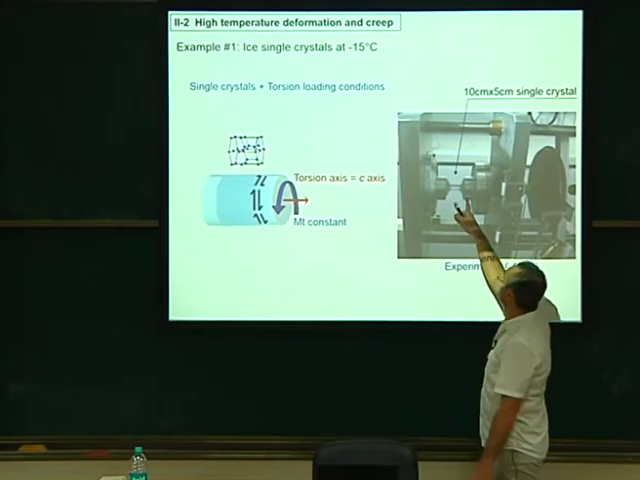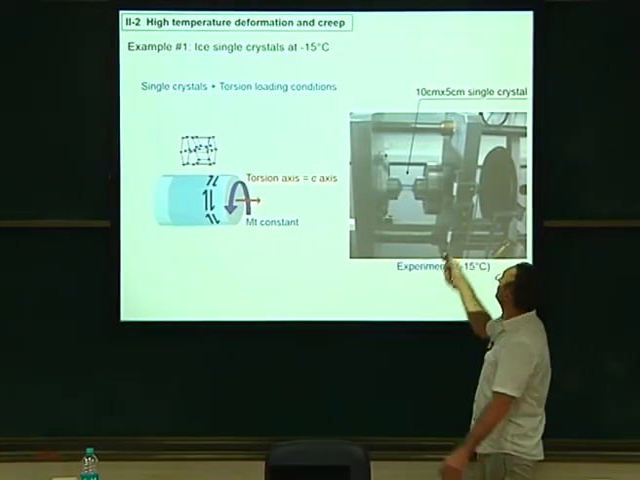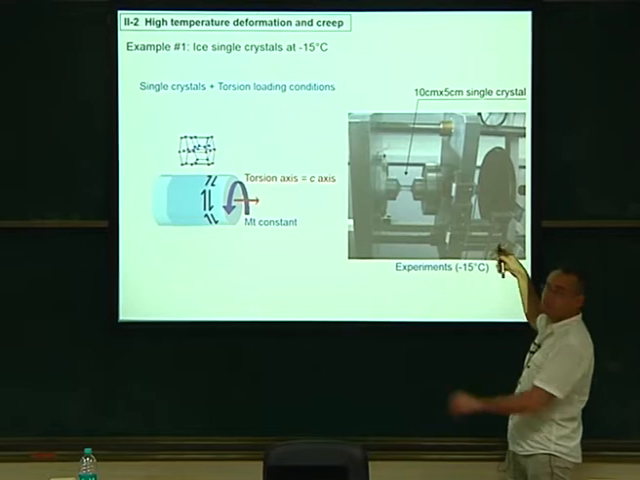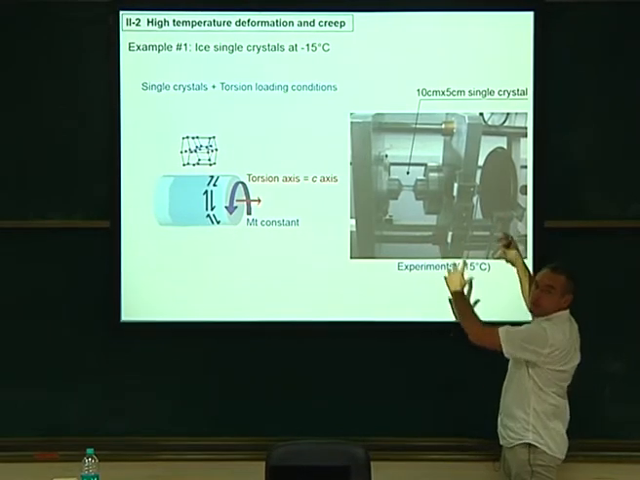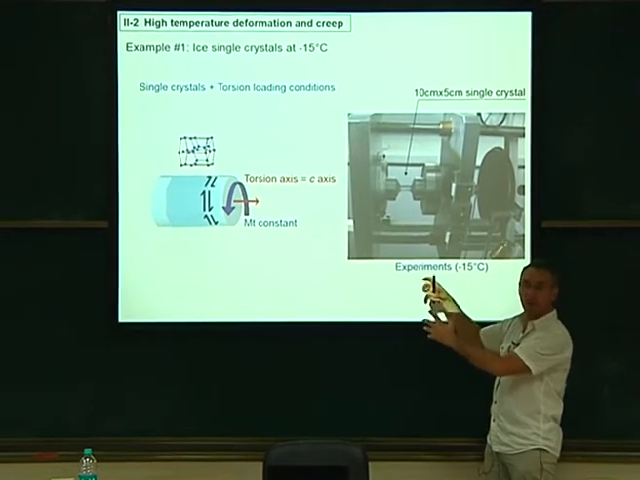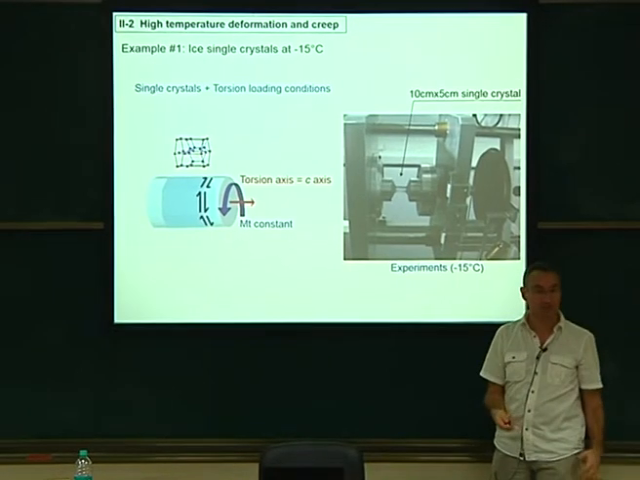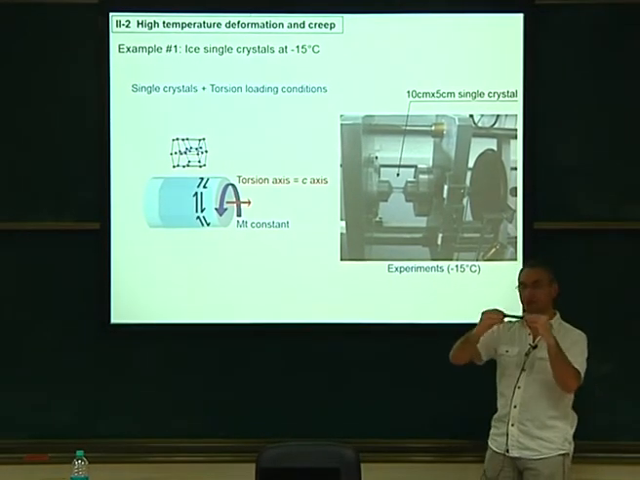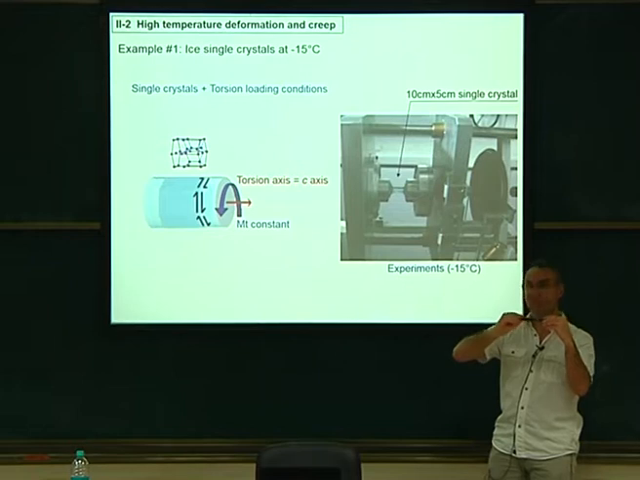And then you put it in a device where you can apply a weight like this in order to apply a torsion. And we will see how the creep behavior occurs in this ice single crystal in torsion. Okay? Torsion like that. Do you get it?